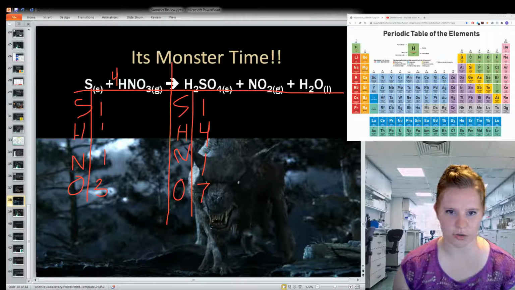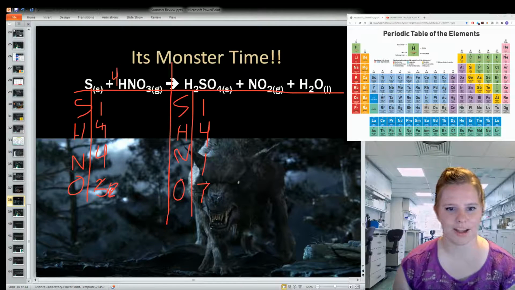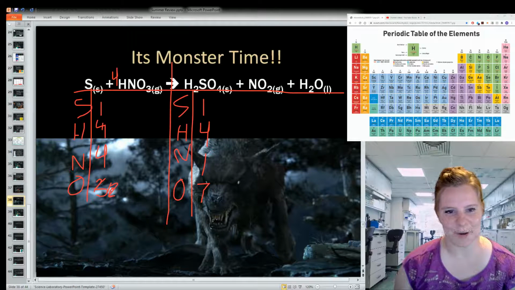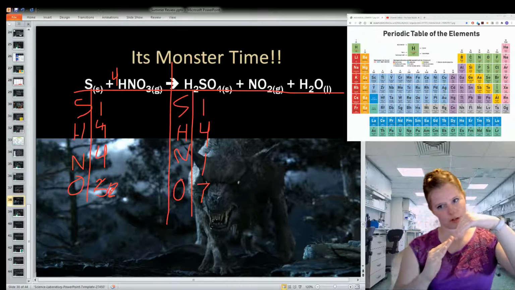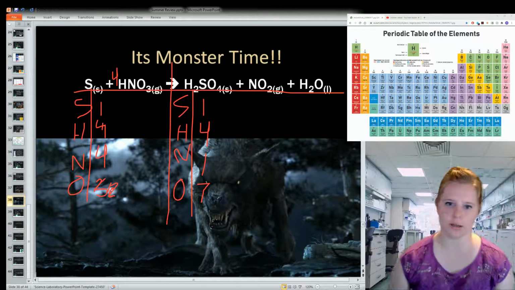I need to change these numbers. I'm going to try to write small. So 4 there. Okay, and immediately change it down here. So now I have 4 hydrogen, and I have 4 nitrogen, and I have 12. Whoop, that's a 12. Okay, that's a 12. And I have 12 oxygen. Great, so I balanced my hydrogen, but nitrogen is now unbalanced, oxygen is still unbalanced.